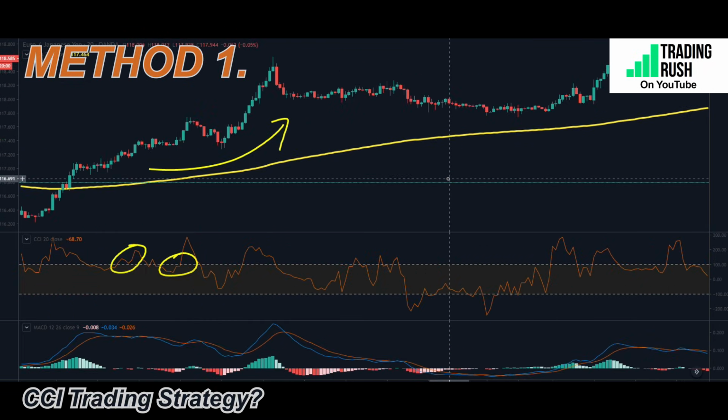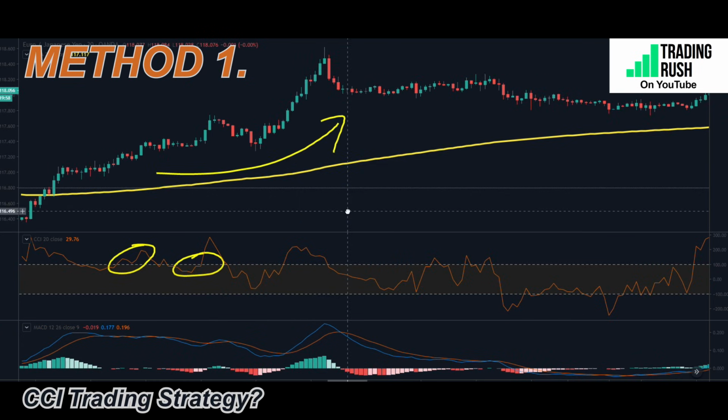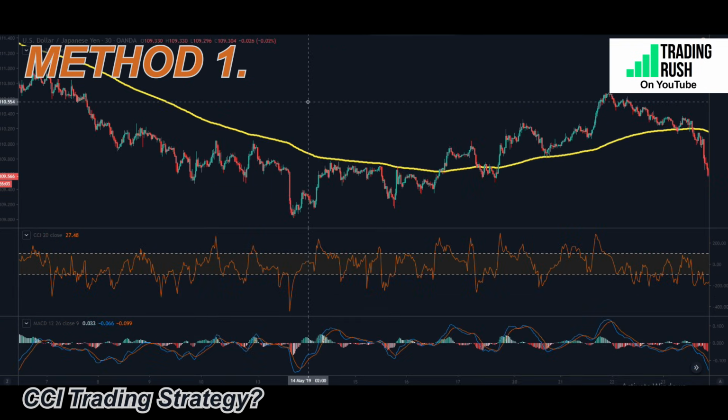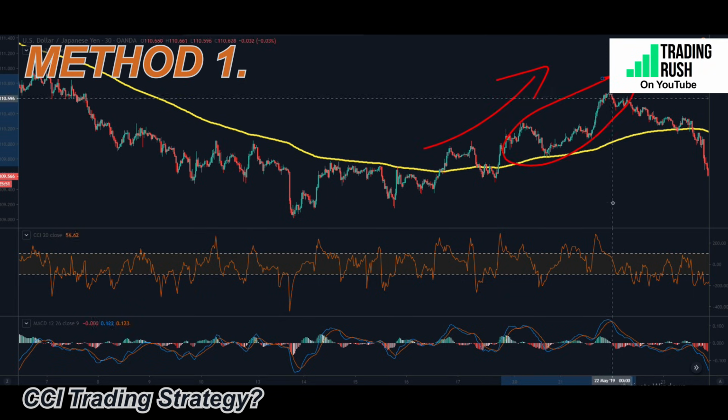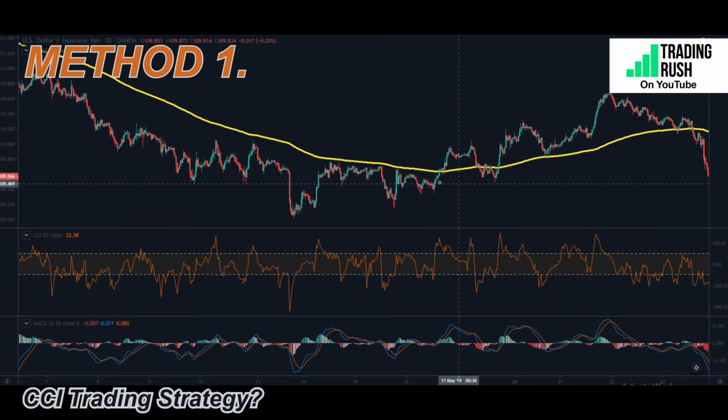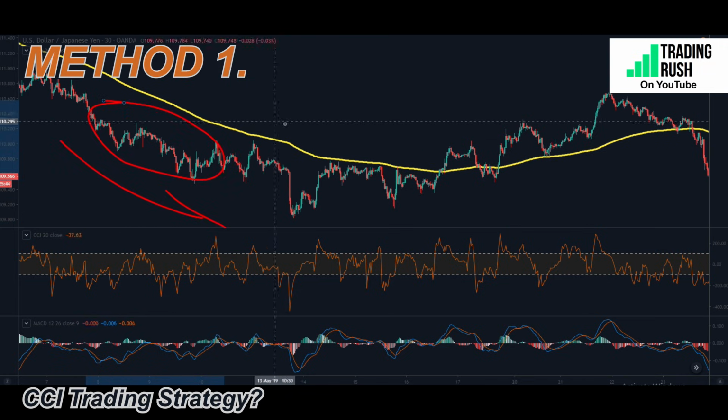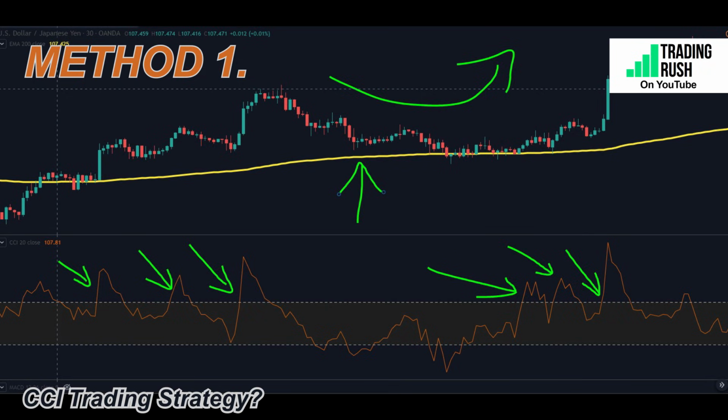This method is best used in a trending market. And if you have been following this channel for a while, you know that to find the direction of the long-term trend, we use the 200 moving average. If price is above the moving average, we will only look to buy. This will help us avoid false sell signals. Similarly, if price is below the 200 moving average, we will only take sell signals. This will help us avoid false buy signals given by the CCI indicator.